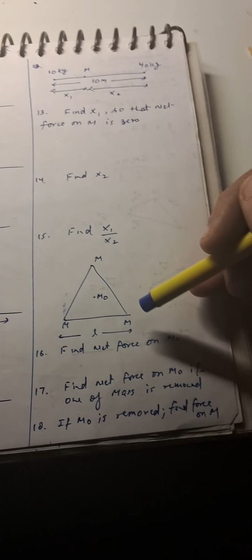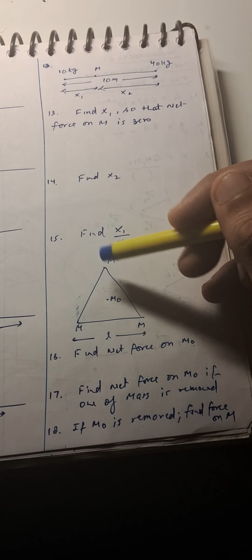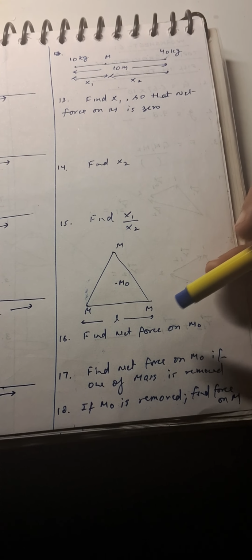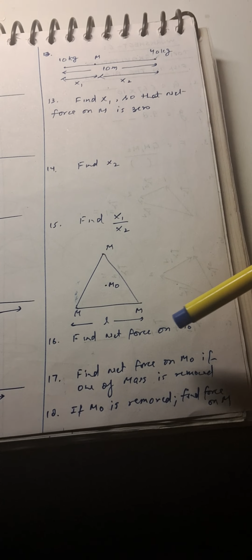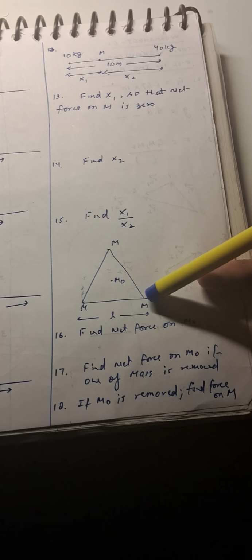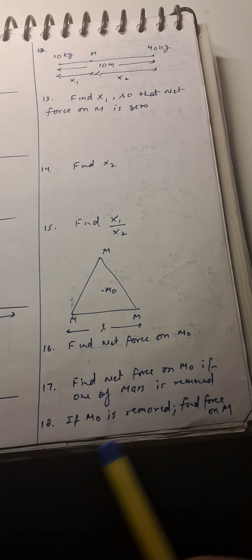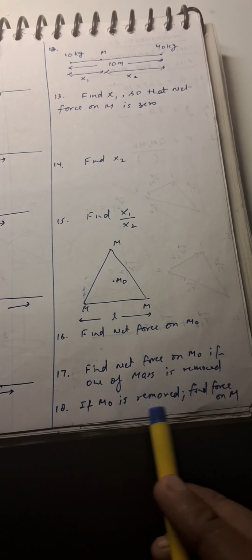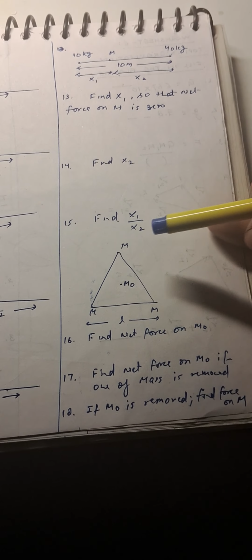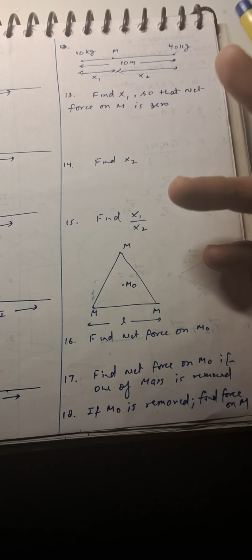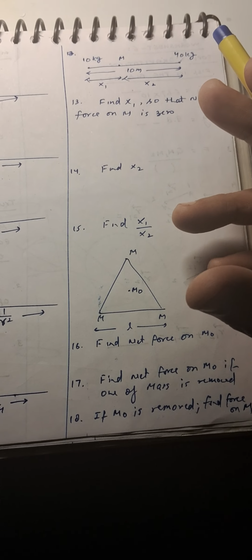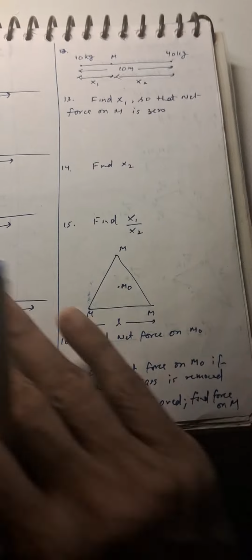Then there is another question involving a triangle. Three masses are placed at the vertices of an equilateral triangle, and the mass m0 is present at the centroid of the triangle. You need to find the net force on m0. Next, find the net force on m0 if one mass is removed. Suppose you remove one of the masses, what will be the net force? In the next question, if m0 is removed, find the force on m. So on a particular mass you need to find the force. It's just the use of vector forces: calculate the angle between the forces and use vector analysis to find the magnitude of the forces.